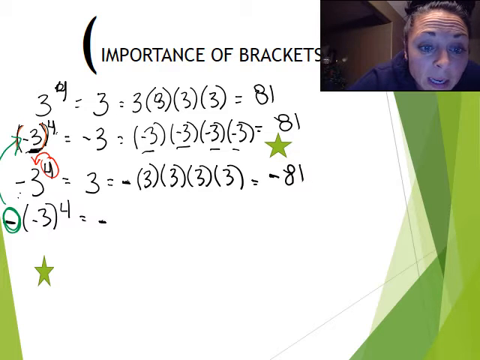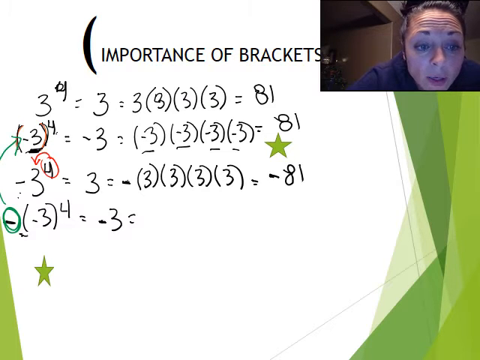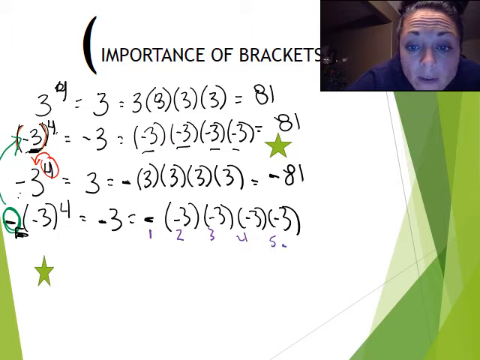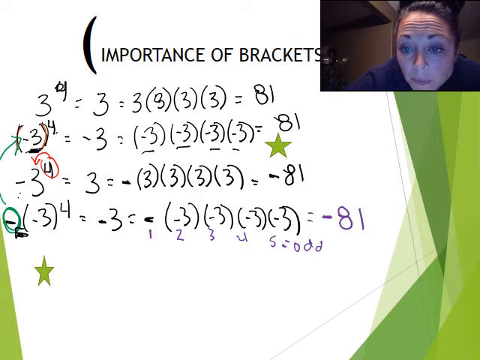So my base is still going to be a negative 3, but I'm going to go this negative sign right here, negative times a negative 3 times a negative 3 times a negative 3 times a negative 3. And if we count all of our negative signs, 1, 2, 3, 4, 5, that is an odd number, which equals a negative 81.